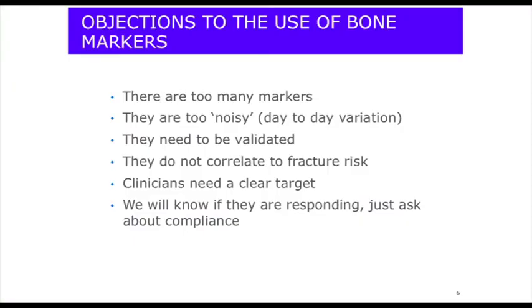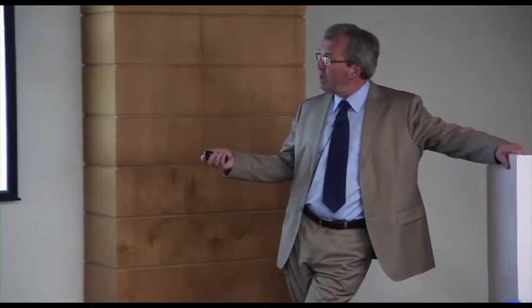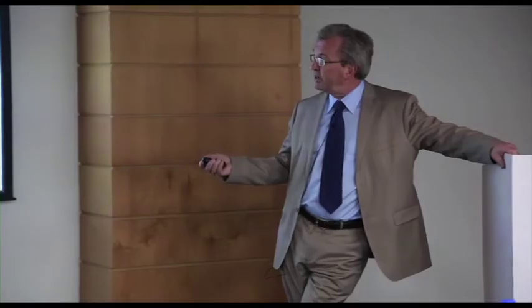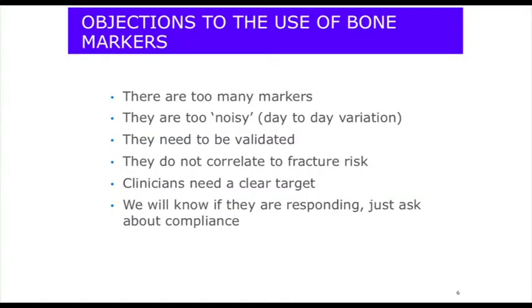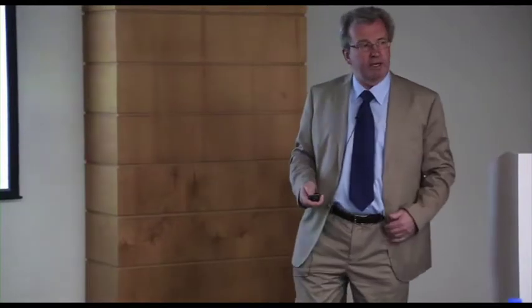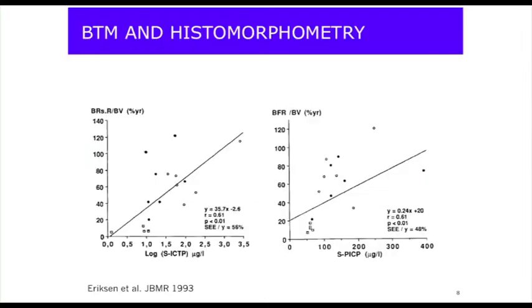These are the objections that we frequently encounter when we discuss it internationally. And especially in the US, there's still a lot of skepticism towards bone markers. There are too many markers, yes, but what I told you is that you could concentrate on just one or two, CTX and P1NP. They are too noisy, and they need to be validated. They do not correlate to fracture risk. Clinicians need a clear target, and we will know if they are responding. Just ask about compliance. I think all these issues I'll deal with, and I'll show you that they are not valid objections. Validation. We have bone histomorphometry.